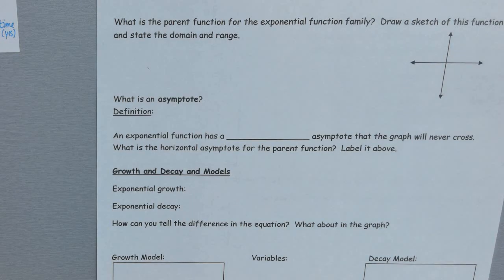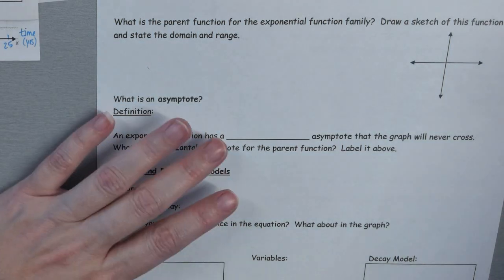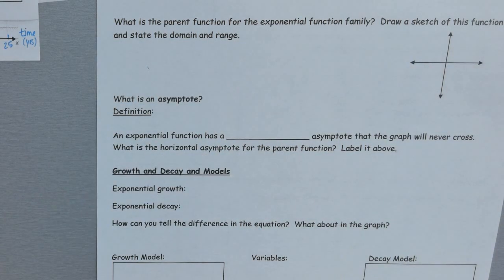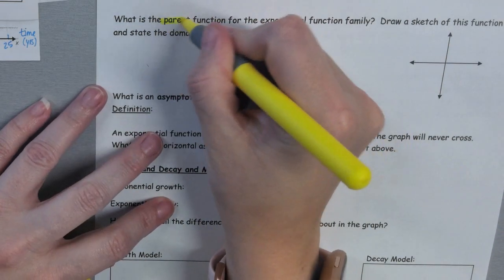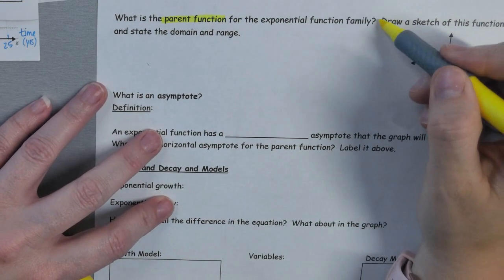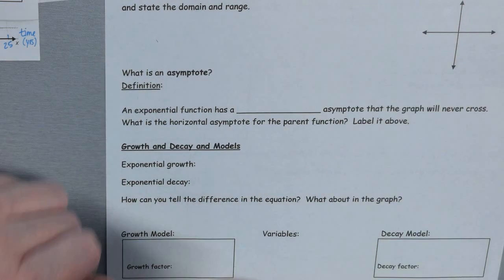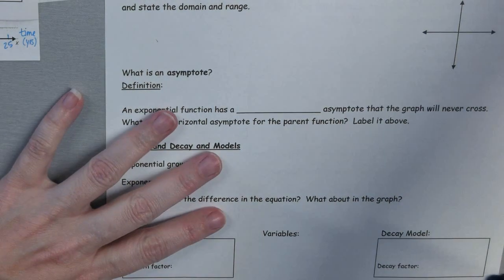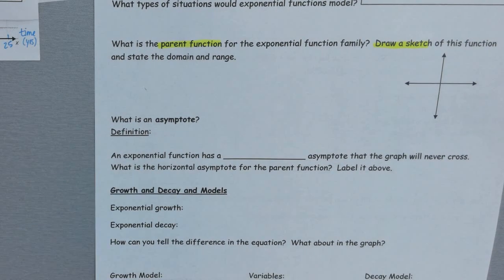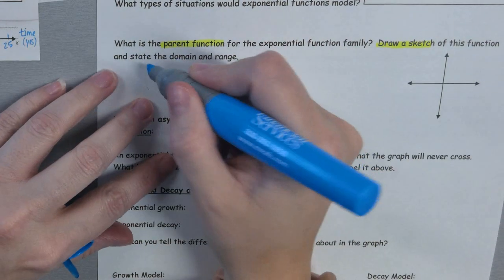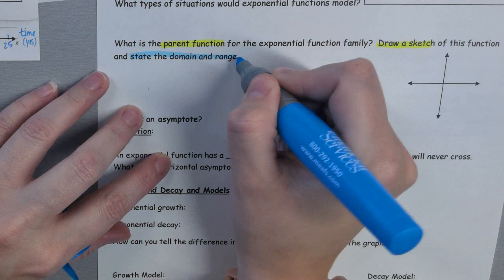All right. So the next one asks, what is the parent function for the exponential function family? We are going to draw a sketch of it. Okay, and then we are also going to state the domain and range, but we're going to talk about that in depth first. Okay, do you guys remember what the domain and range are?